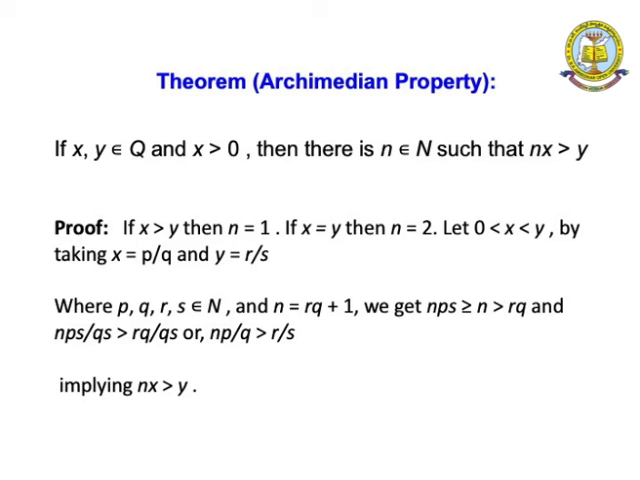Of course, we can prove this with the help of assumptions, that is n equal to 1, then n equal to 2. If x is greater than y then n equal to 1, if x equal to y then n equal to 2, and let 0 less than x less than y. By taking the assumptions x equal to p by q and y equal to r by s, we can write the result nps greater than or equal to n greater than rq, and nps by qs must be greater than rq by qs. It implies np by q is greater than r by s, it implies nx is always greater than y. Here p, q, r, s belong to the natural numbers.